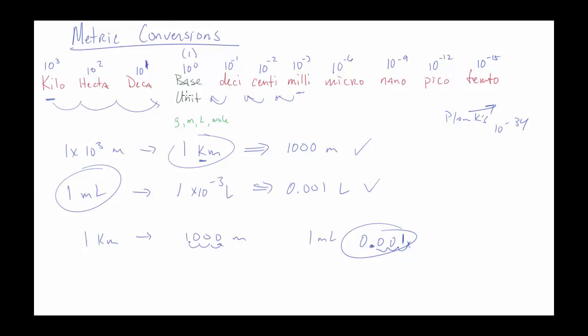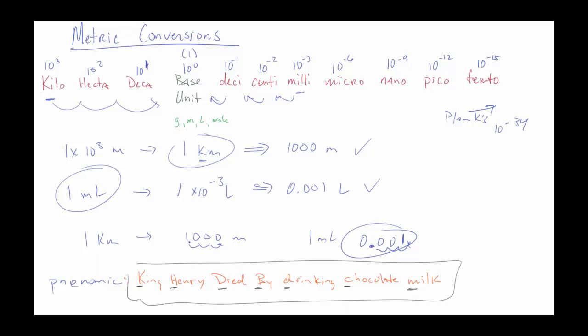Now, the easy way to remember it, the mnemonic that I teach kids, is King Henry died by drinking chocolate milk. That gives us kilo, hecto, deca, base unit, deci, centi, and milli. These are the ones that you will absolutely be held accountable for during your chemistry journey here. But micro, nano, and pico do pop up. And I went all the way to femto here because, believe it or not, that's actually the level of technology that we're at right now, where we can measure down to femtograms and femtometers. And femtoliters, I guess, if you wanted a volume that small.